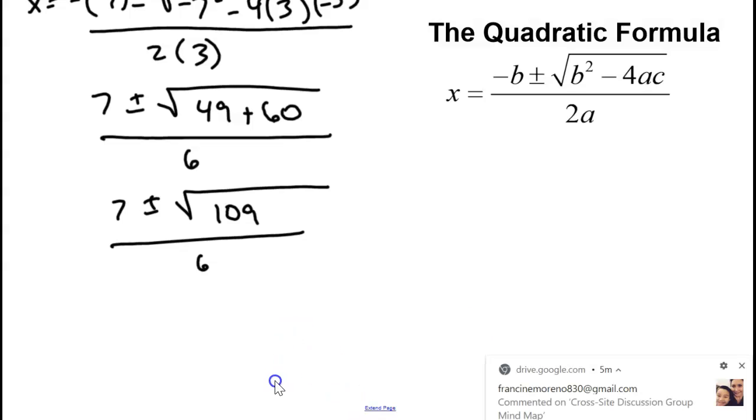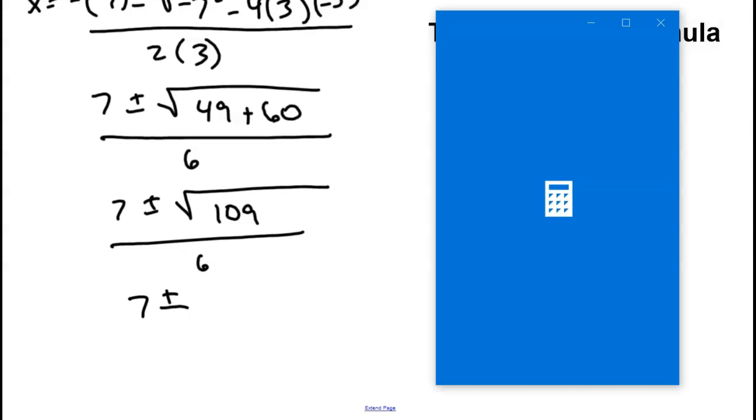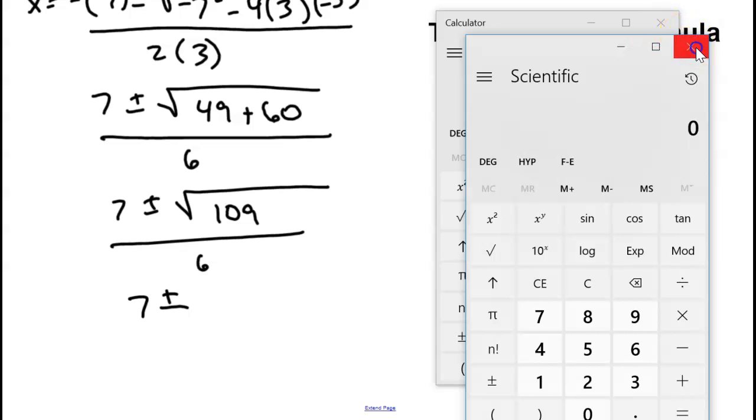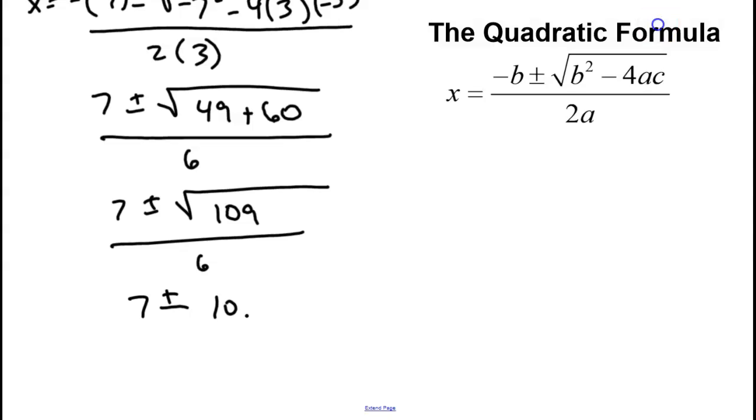So we have 7 plus or minus the square root of 109. Sorry, I was having a difficult time getting my calculator. The square root of 109 is 10.44. Now remember, if that had been a negative under there, I would have just said no solution, because I can't take the square root of a negative number. All over 6.